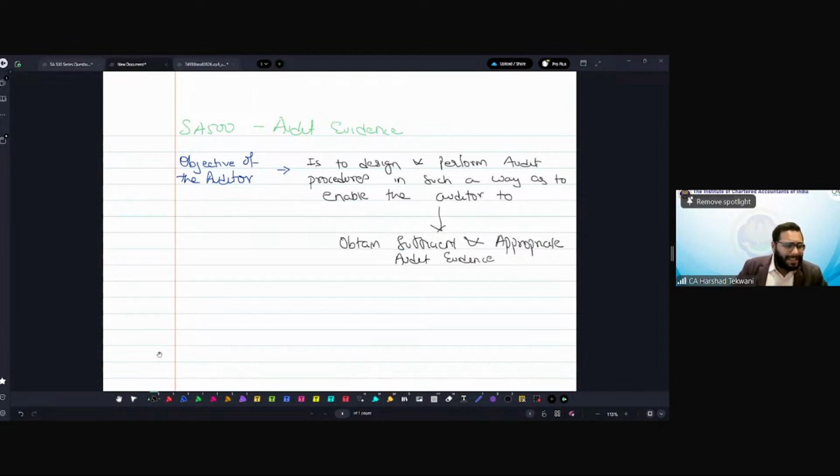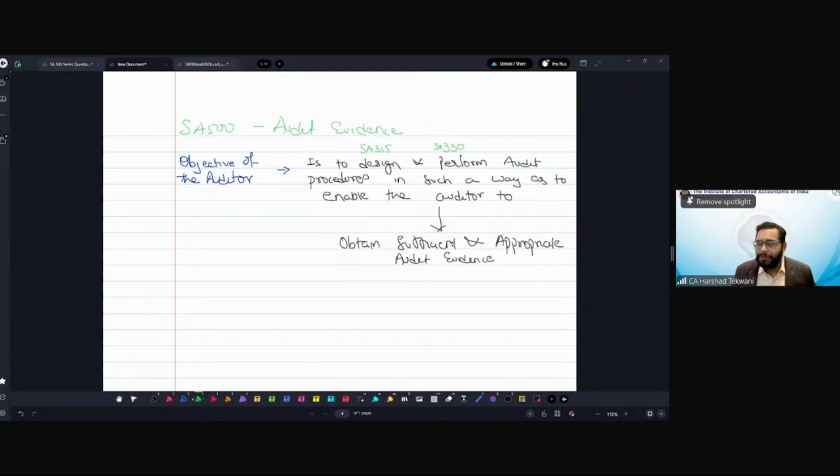Now, when I say design, we have already seen that in SA 315. When I say perform, we have seen in SA 330 how to respond to the assessed risks of material misstatement. So here the role is to design and perform to obtain the evidence.